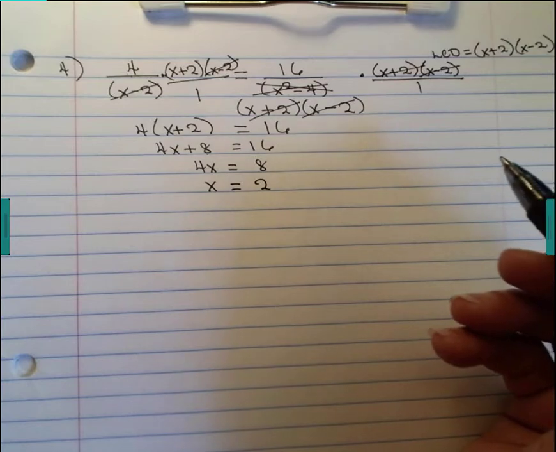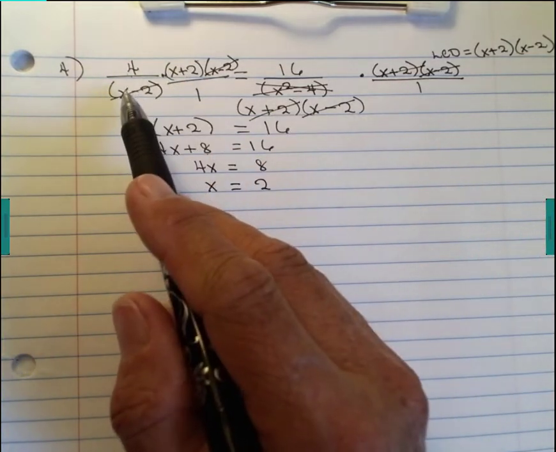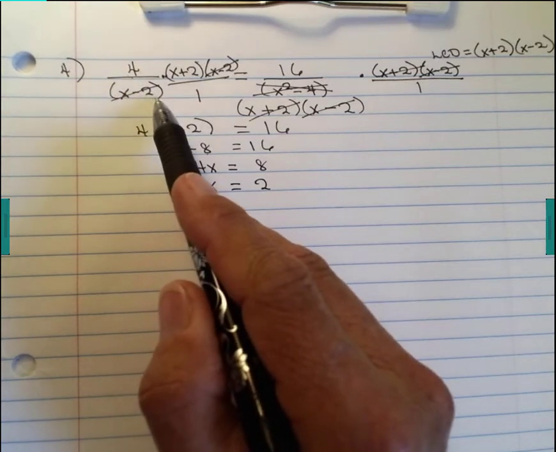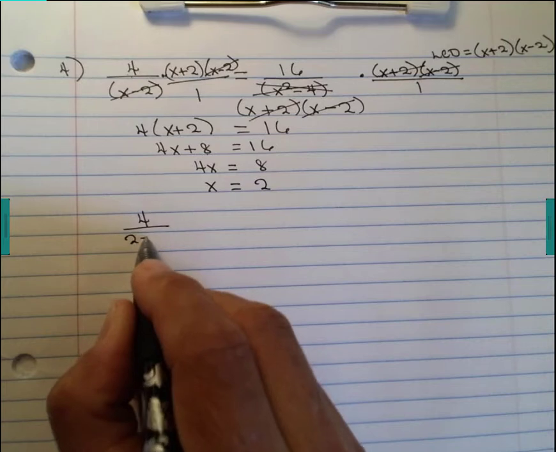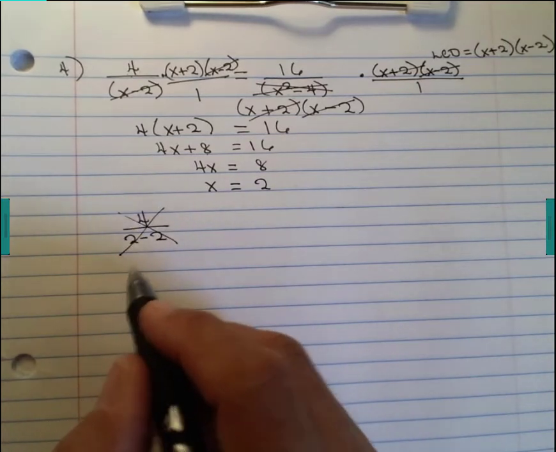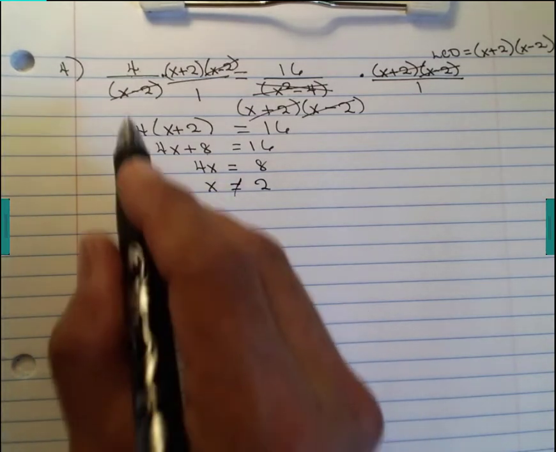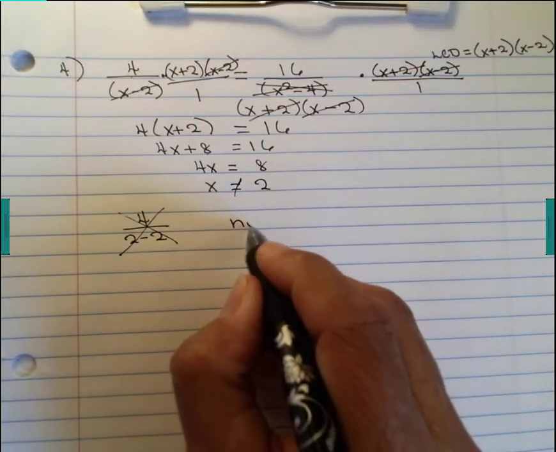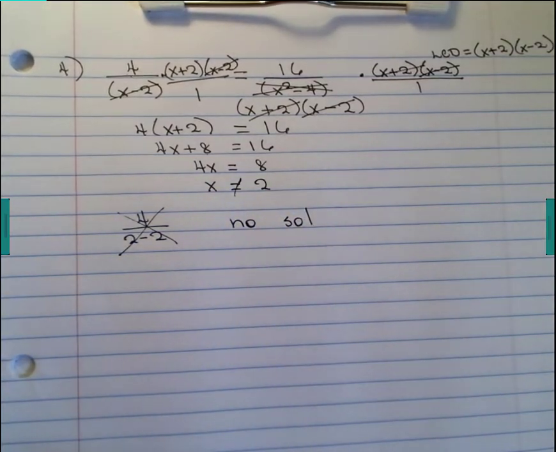However, is that going to work? Already I'm thinking this could be a problem, because the original problem said 4 over x minus 2. Well, that's just one part of it, but if I put 4 over 2 minus 2, I know I can't have that. So it causes an invalid condition when I plug in 2 for x and I don't have a solution for this one, okay? It would be invalid.